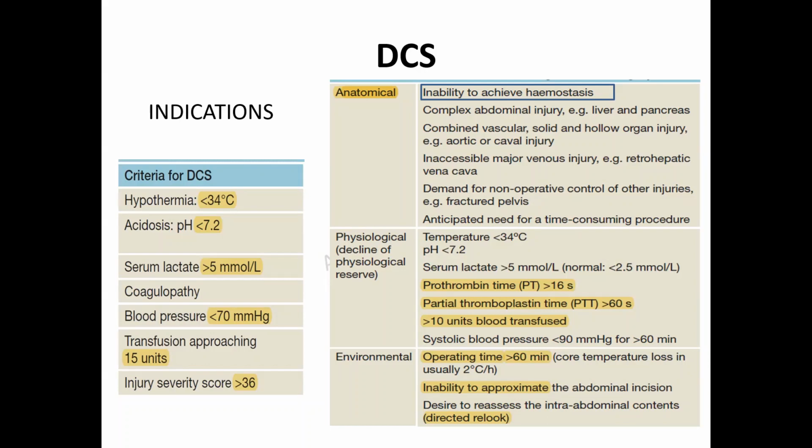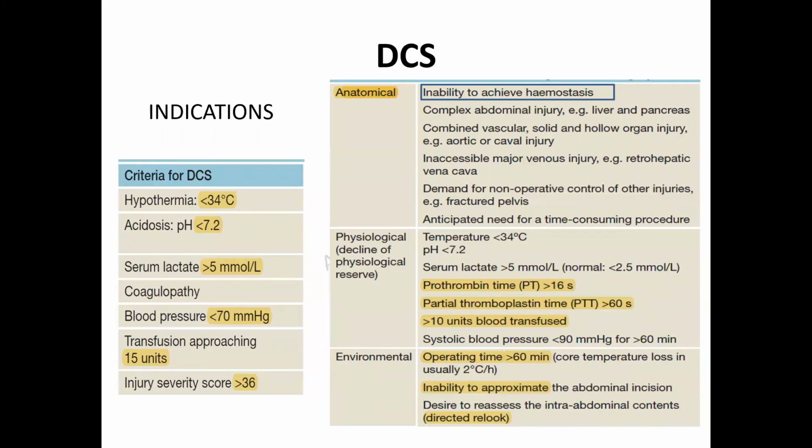So to achieve this, you should cut down on the procedure time. You should do the minimum needed, whatever can be done, and you should come out of the operation theater as quickly as possible. So what are those indications as listed here? The physiological indications are hypothermia, acidosis, lactate more than 5, blood pressure less than 70, transfusion almost more than 15 units, and an injury severity score, which we'll be dealing with in injury scoring systems. I will explain it at that time, more than 36. You just remember it as of now.